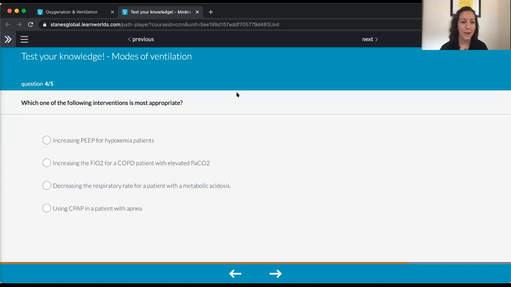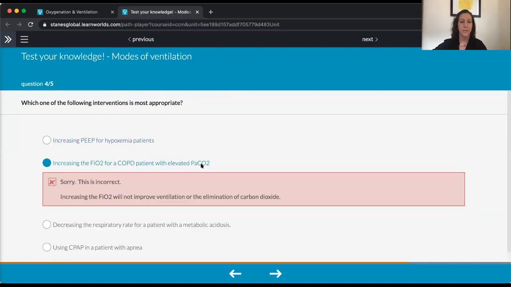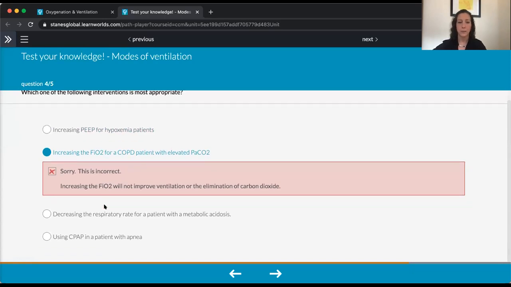So A or one. The most appropriate intervention is if you have a hypoxemic patient, you can use PEEP to improve hypoxemia. Remember, PEEP is positive end expiratory pressure. It has its effect at the end of expiration, preventing alveoli from collapse and decreasing atelectasis, allowing those alveoli to stay open and improve oxygenation. So that's absolutely correct. Okay, increasing FiO2 for a COPD patient with elevated PaCO2, that's incorrect. CO2 will not be eliminated more efficiently when you increase FiO2. It has no effect, okay?